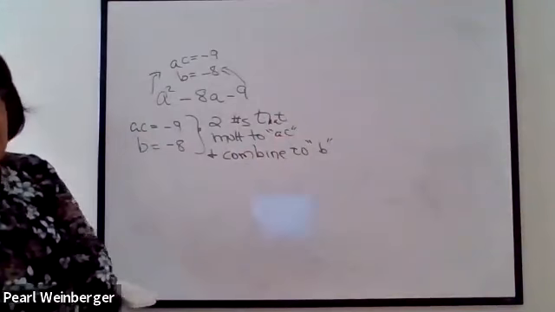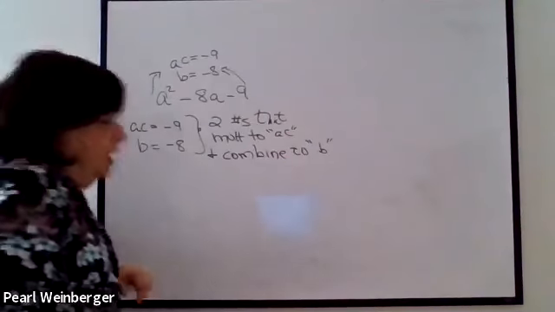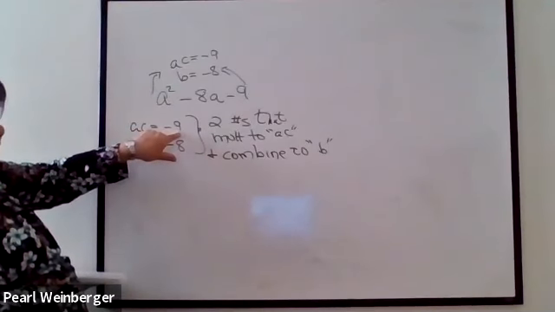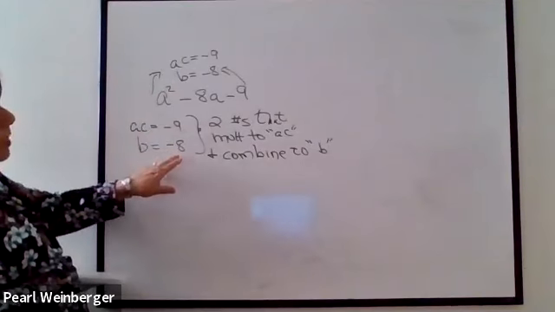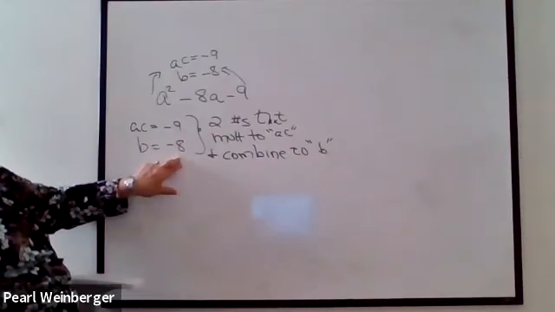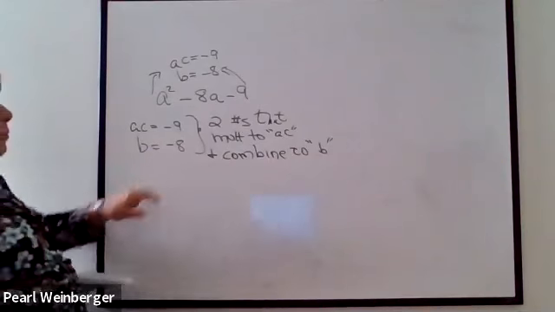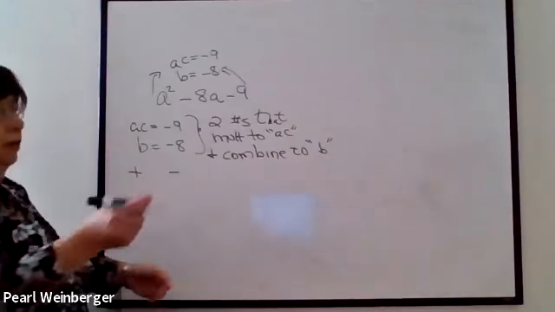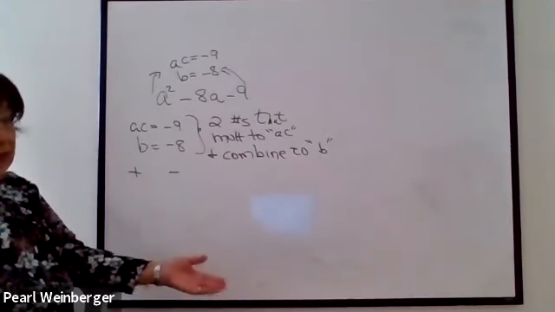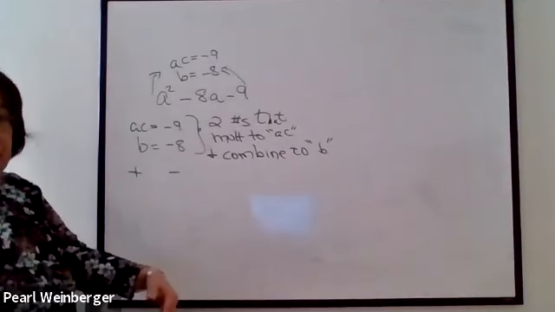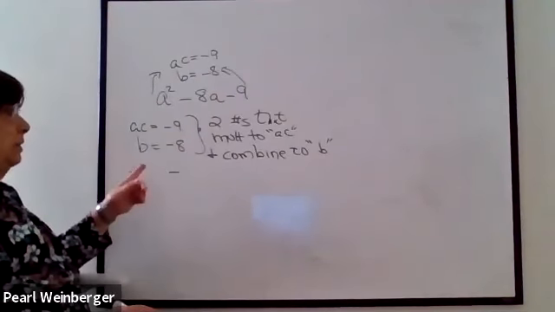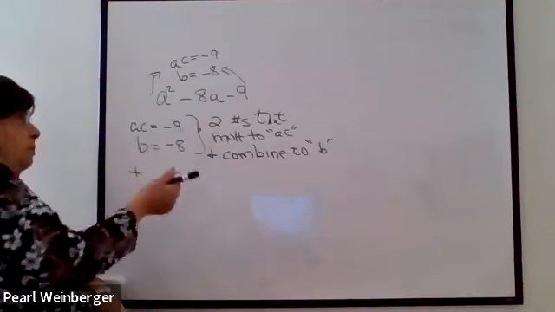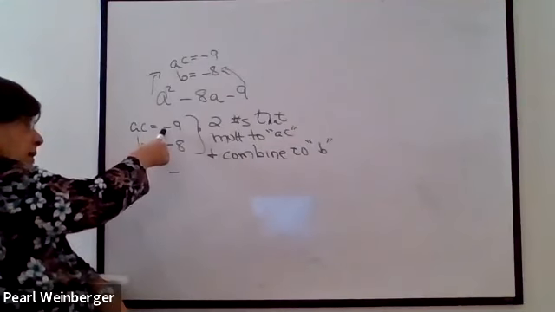That's how the AC method works. So in this case, we're looking for two numbers that when we multiply them, give me -9, and when I combine them together, give me -8. The first thing I know is that one is going to be positive and one negative, because the only way you can get a negative product is if one is positive and one is negative. So let's think of the possibilities of numbers that multiply to -9.